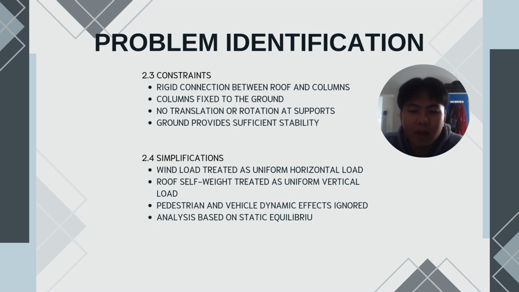The last one from me is simplifications. To simplify the analysis, wind load is treated as a uniformly distributed horizontal load, and the self-weight of the roof is treated as a uniformly distributed vertical load. Dynamic effects from pedestrians and vehicles are ignored so that the analysis focuses only on static equilibrium conditions.